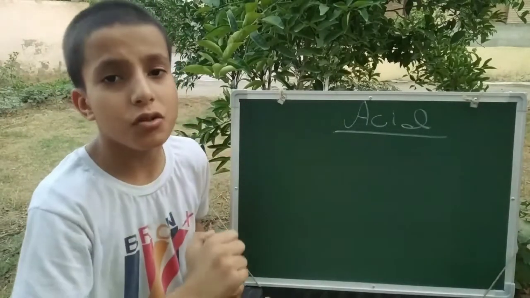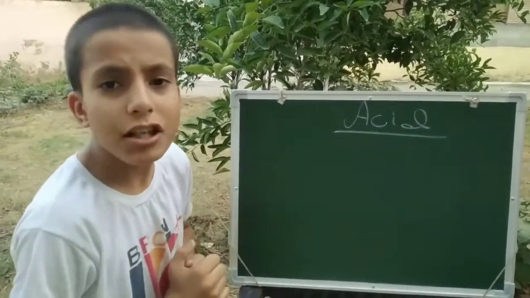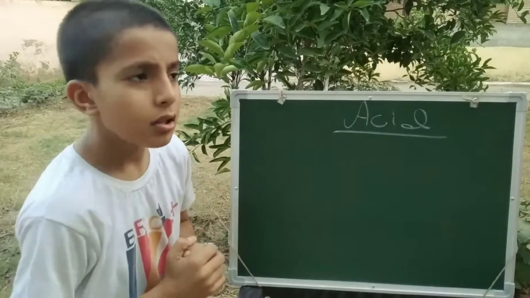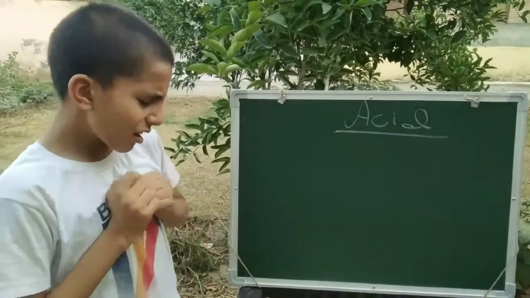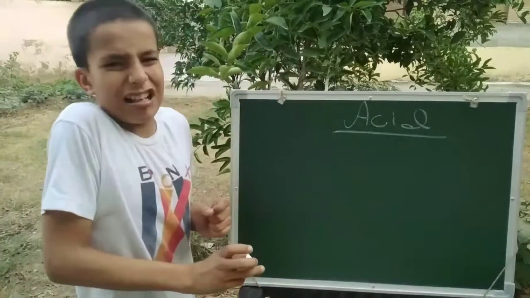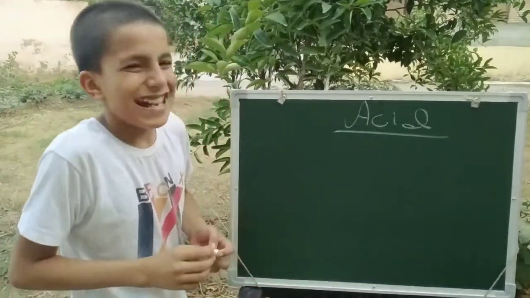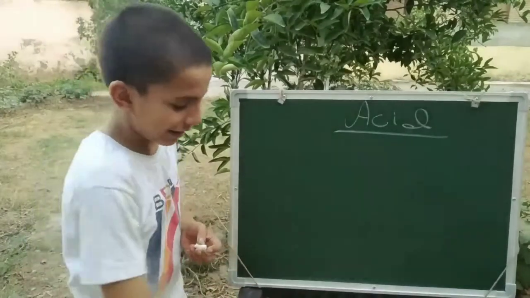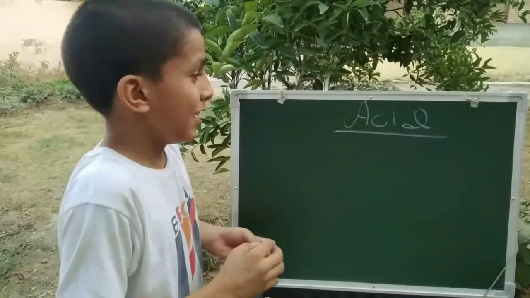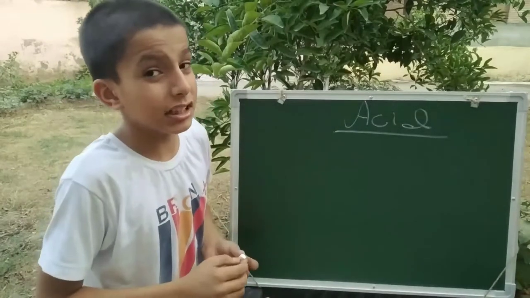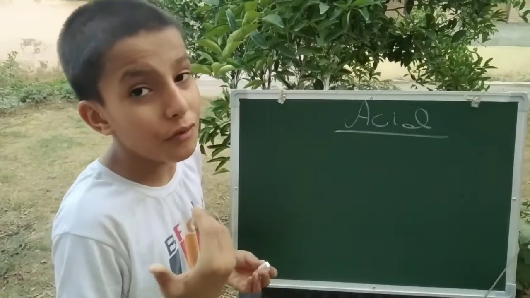Acid comes from the Latin word acidus. What is the meaning of that? It means sour, sour in taste, like lemon juice. I don't like sour taste, so I don't like citric acid, because it is a type of acid.